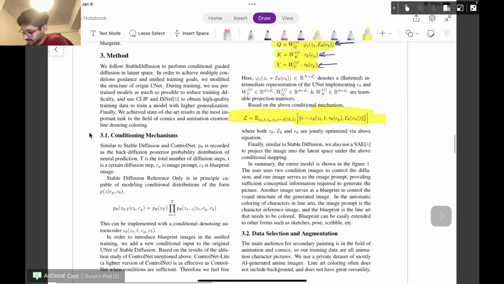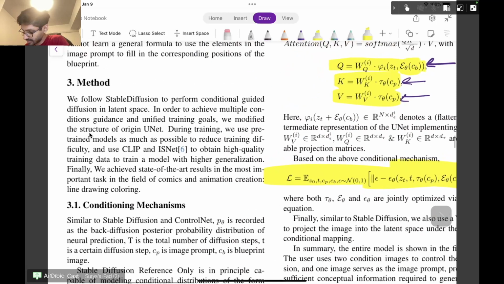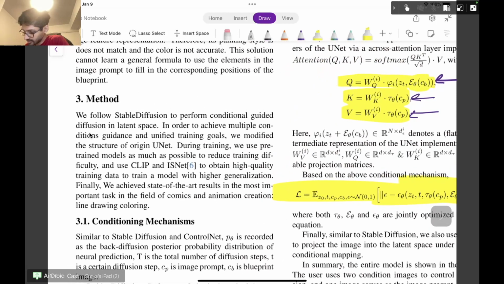And another thing here is that they also try to reuse the pre-trained weights as much as possible, and that is another reason why they're able to get away with using just 4 A100s.